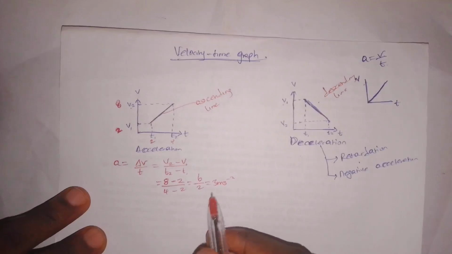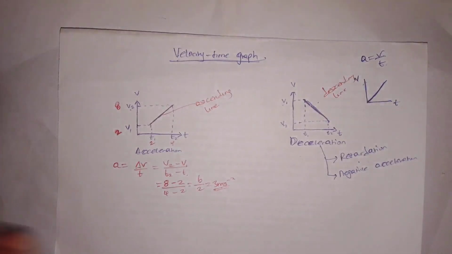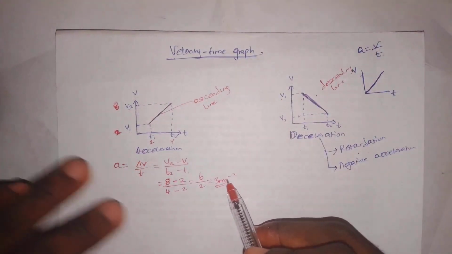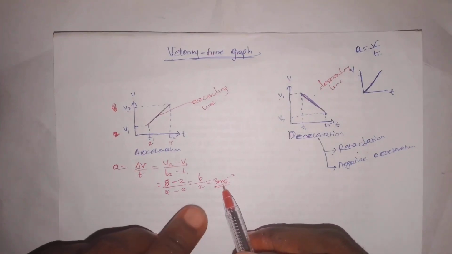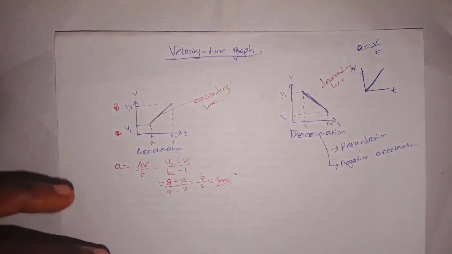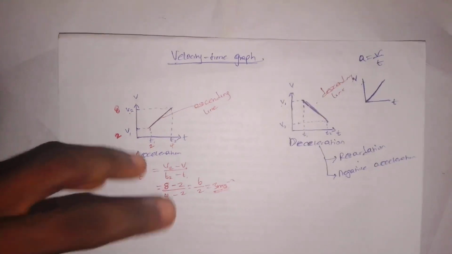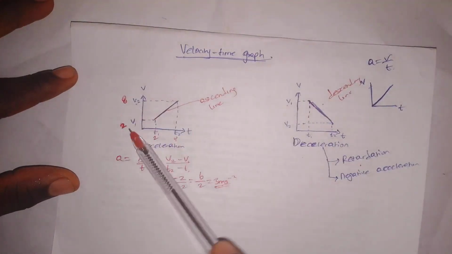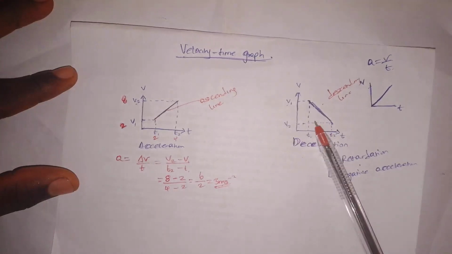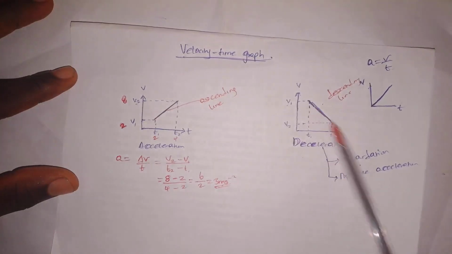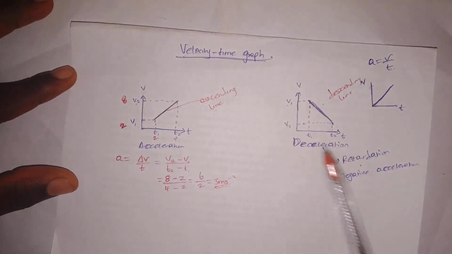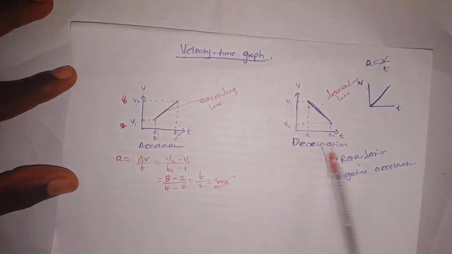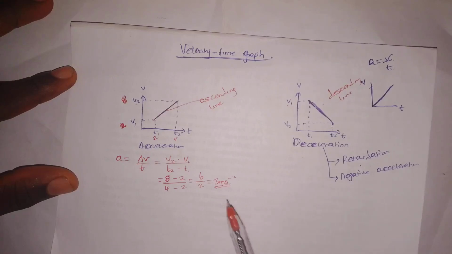Now, this shows that the body is accelerating. The acceleration of this car is 3 meters per second squared. It shows that the body is accelerating very fast. Now, let me apply the same figures to the other graph to show you that the body will slow down, and why they call deceleration negative acceleration, because our answer ends up having a negative sign.